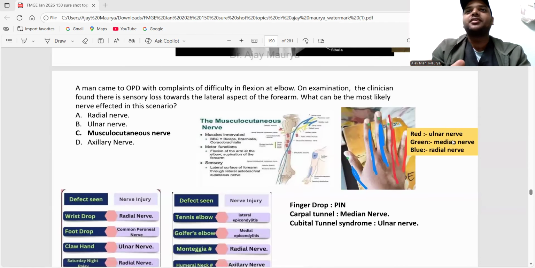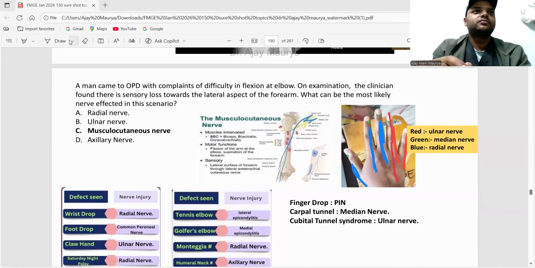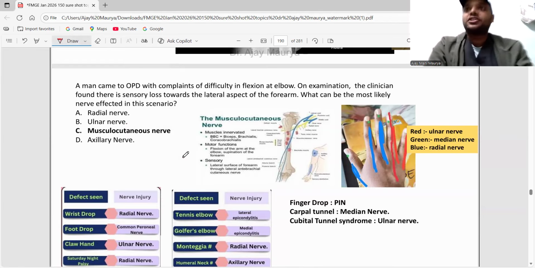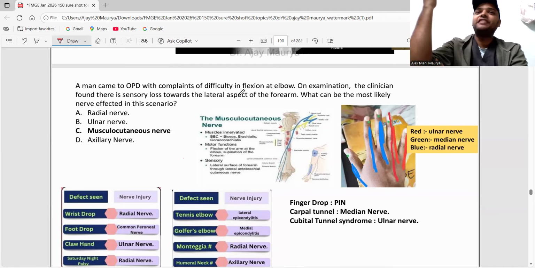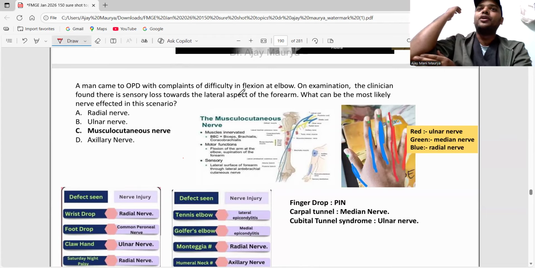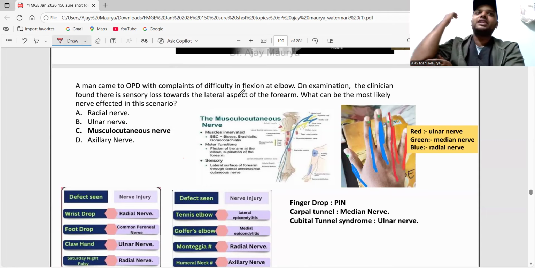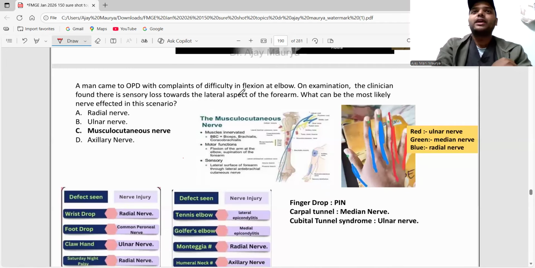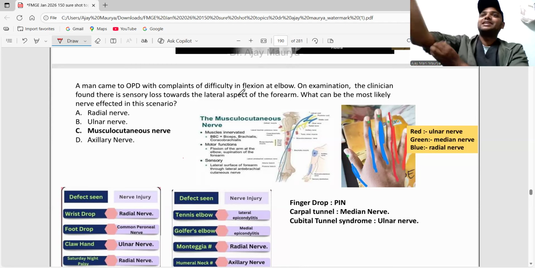Without any delay, let's start the session. Read the question carefully. A man came to OPD with a complaint of difficulty in flexion at the elbow. On examination, the clinician found sensory loss over the lateral aspect of the forearm. What is the nerve injured?